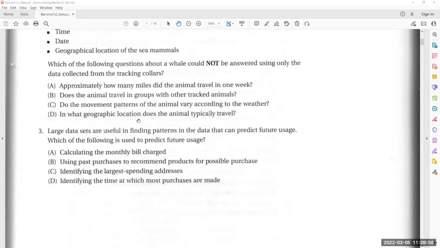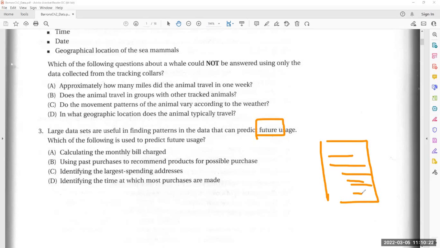B. Okay, B. Large data sets are used for finding patterns. Here you find patterns, so it's data science to predict future usage. The keyword is this word, future. Calculating monthly bill: you have so much water you use, so much electricity you use, whatever. Is that future use? No, that's the current bill. That's not future.